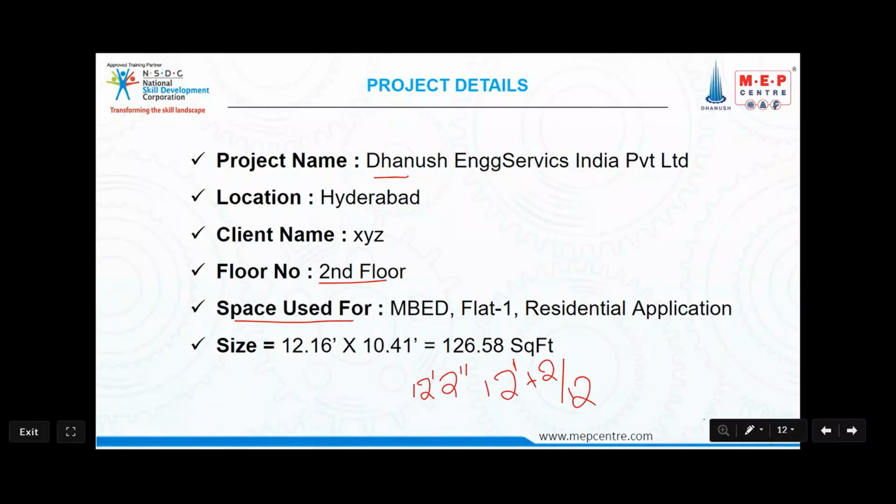Same like that, 10 feet 5 inch: 10 plus 5 divided by 12, 10.41 feet. So which is 126.58 square feet. Okay, so this is how you need to write the project details. Is it clear? Clear, sir. Okay.